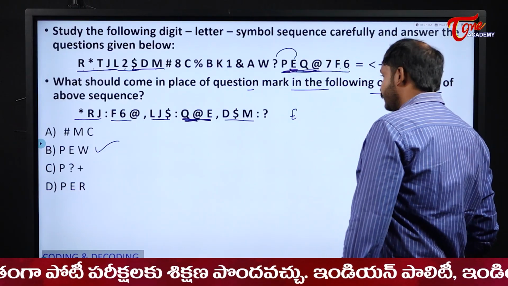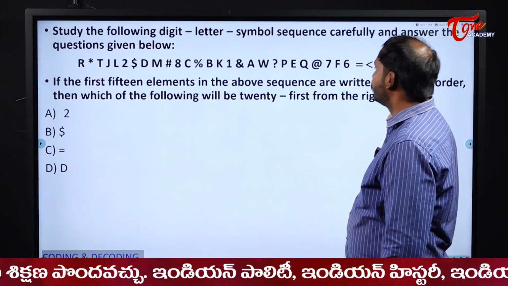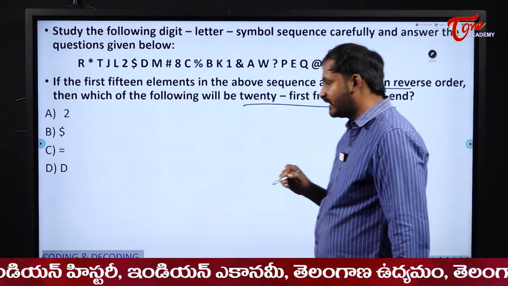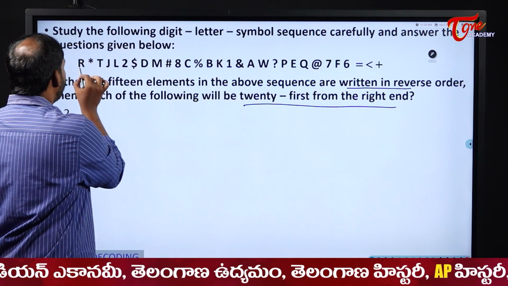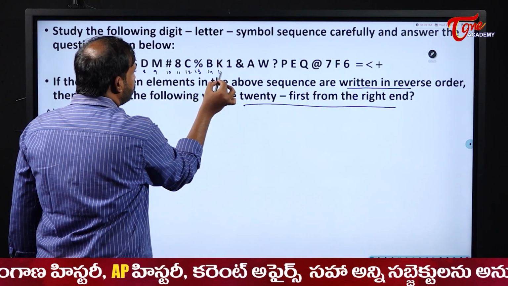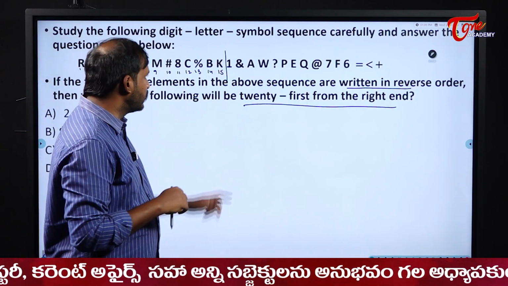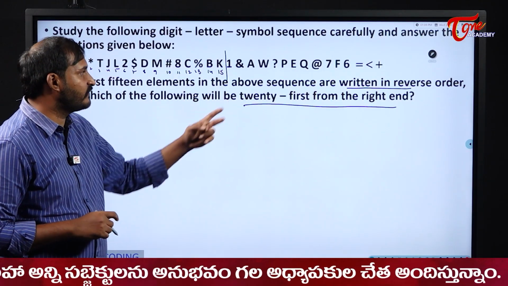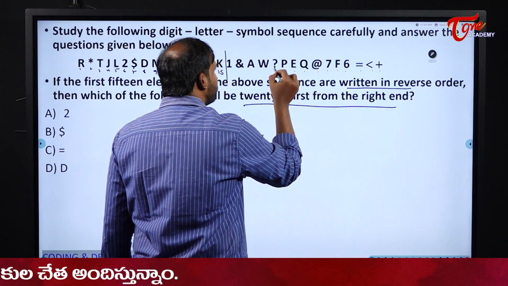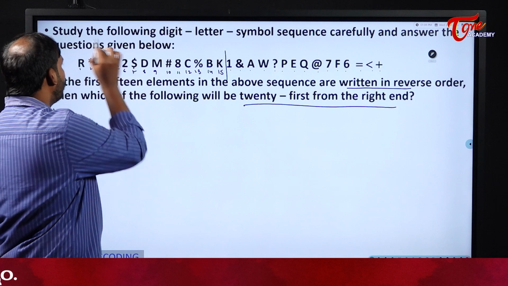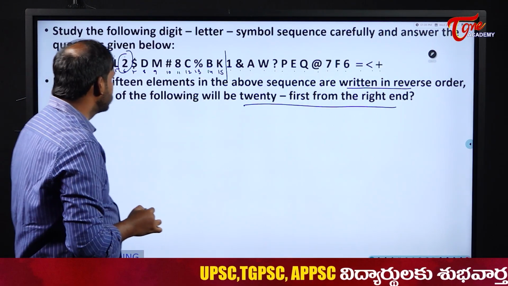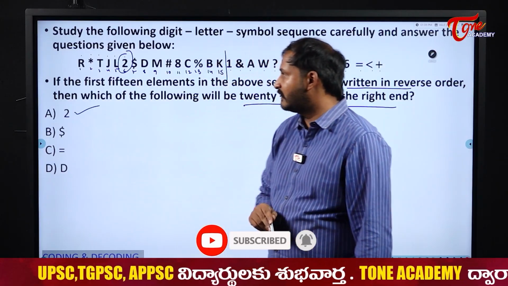Next one. Now, study the following digit letter symbol sequence carefully and answer the question. If the first 15 elements in the above sequence are written in reverse order, then which of the following will be 21st from the right hand? First 15 are written in reverse order. That means 1, 2, 3, 4, 5, 6, 7, 8, 9, 10, 11, 12, 13, 14, 15. So R will come to this position and so on. Now, 21st from right hand means 1, 2, 3, 4, 5, 6, 7, 8, 9, 10, 11, 12, 13, 14, 15. After coming to 15, now come back to this one. Why? Because this will be written in reverse order, right? So 16, 17, 18, 19, 20, 21st. What will be there for us? 2 will be the 21st one.